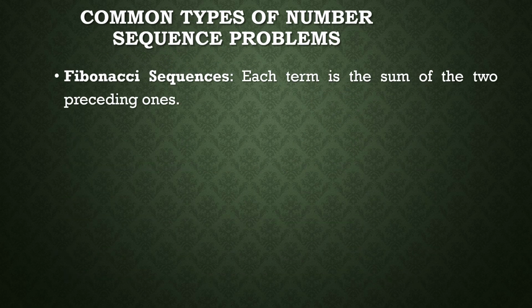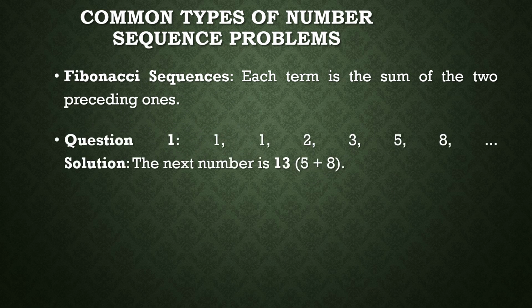What are the other common number sequence problems? The third type is the Fibonacci sequence. In this type of problem, each number is the sum of the last two numbers. So if we look at this example, 1 plus 1 is 2, 2 plus 1 is 3, 3 plus 2 is 5, 5 plus 3 is 8, and the last number would be 8 plus 5, which is 13.